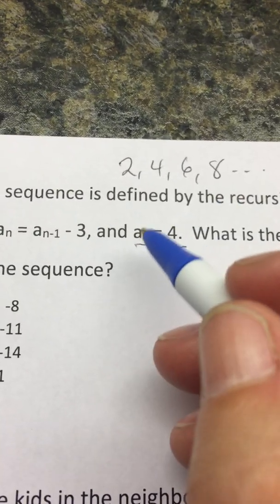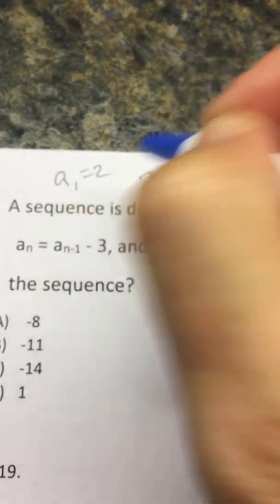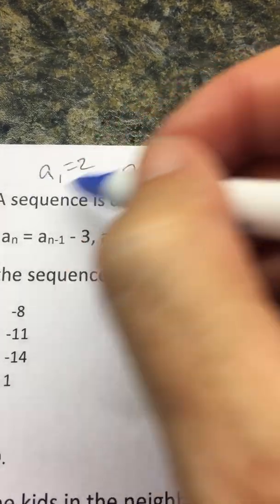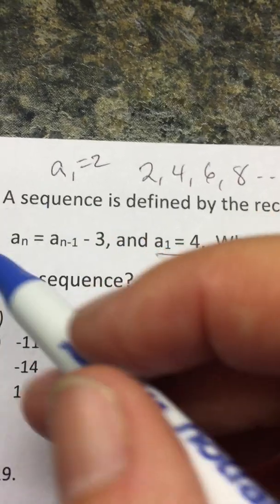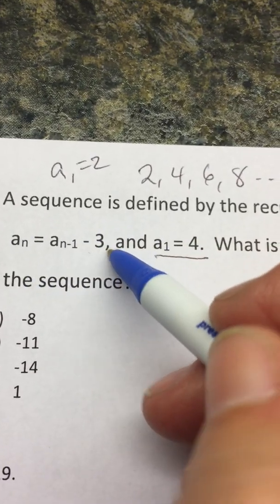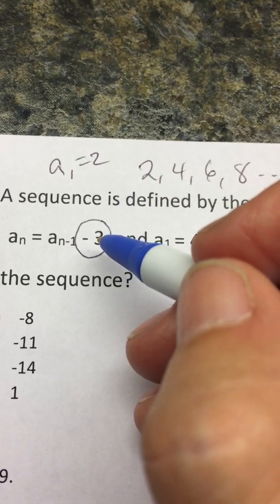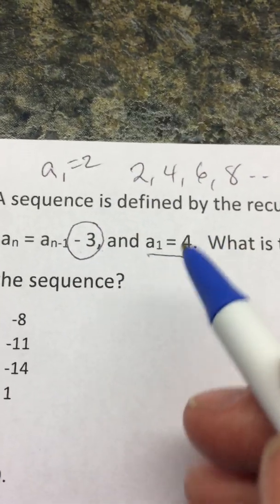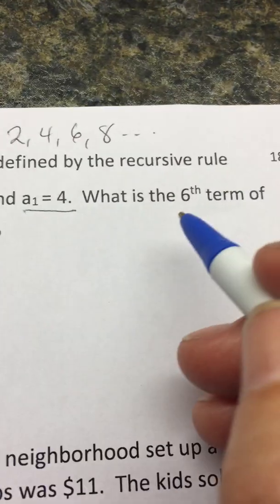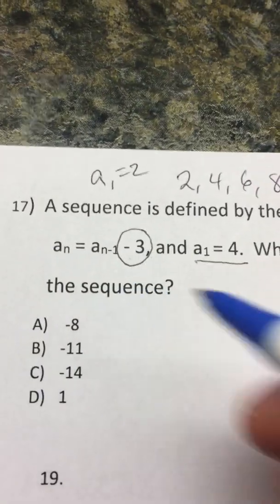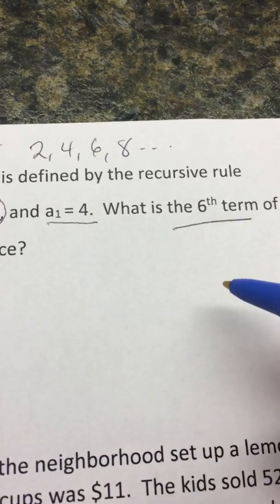Now, a sub 1 in these patterns is the first term. So in this one, a sub 1 is 2 because the first number is a 2. So a sub 1 is representing the first term. That's what that's telling you. Now, this is a lovely recursive formula. The only thing you can see in this formula is this minus 3. And minus 3 is the pattern that's happening, meaning you subtract 3 to get to the next one, subtract 3 to get to the next one. So a sub 1 is the first term, and the pattern is subtract 3, subtract 3, subtract 3. The question is, what is the 6th term in the sequence? If you're just looking for the 5th or the 6th or the 7th term, just make a list and count over, right?